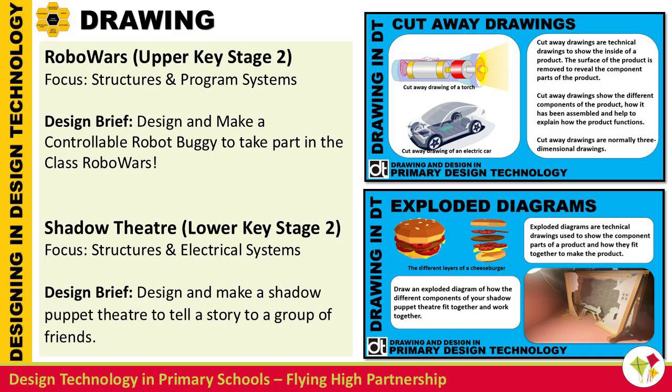Exploded diagrams are another technique for showing how component parts of a product fit together and explain how the product functions. Children can use exploded diagrams to explain how the different parts of a shadow puppet theatre are layered together to make the shadows that tell the story. The key to successful application of each of the drawing techniques is choosing projects and products that are best suited to each of the techniques.